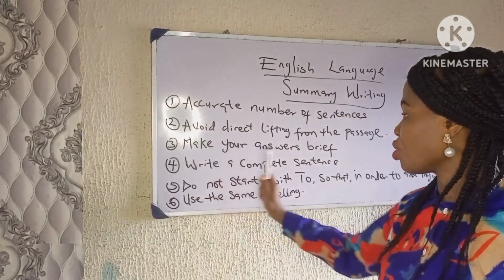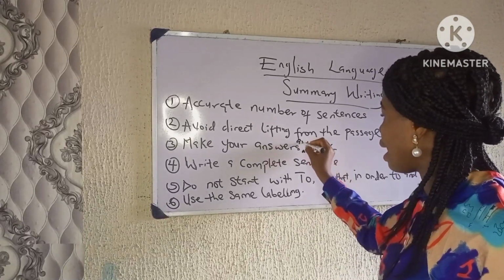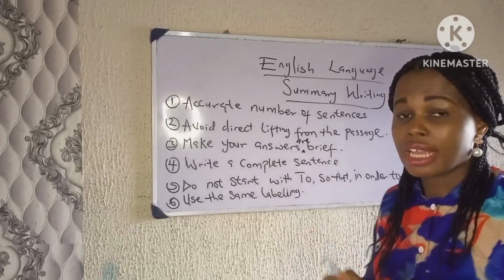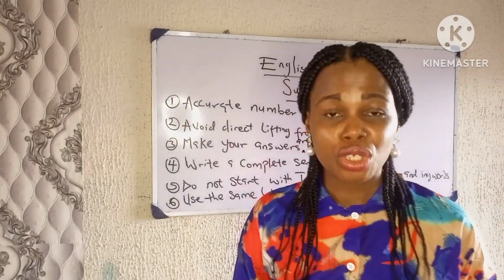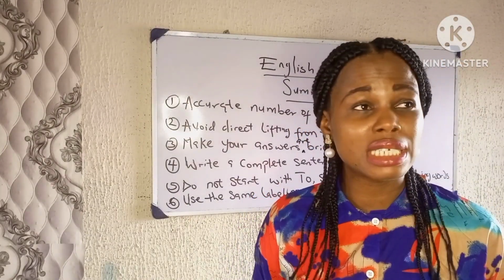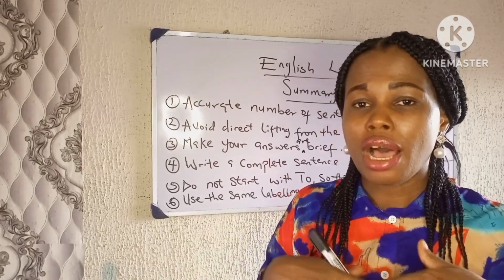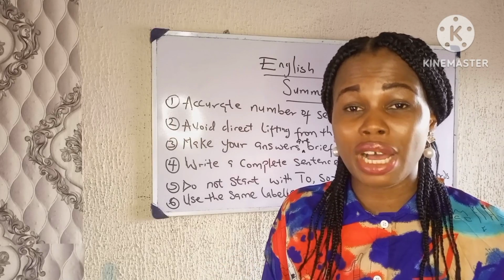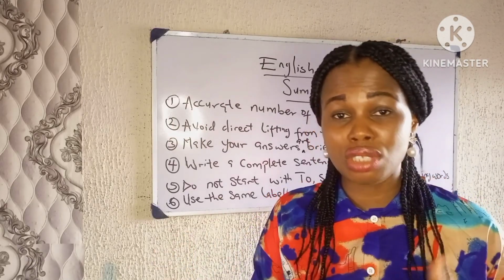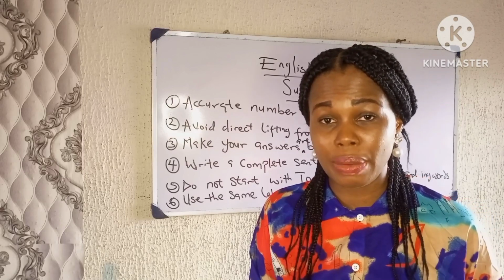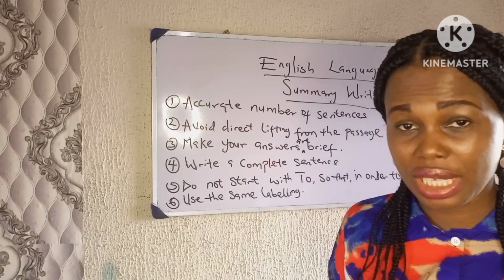Next one is, make sure your answers are brief. In answering questions on summary writing, make sure your answers are brief. You don't need the examples, the illustrations, the adjectives, or other things that will make your answers long. You don't need all of those things. You need to cut them off. That's why it's called summary. Make sure your answers are brief and straight to the point.